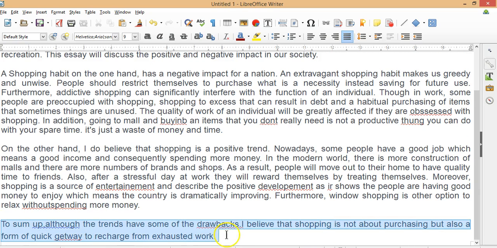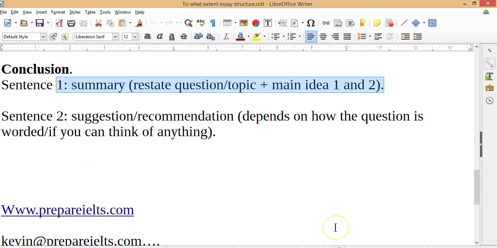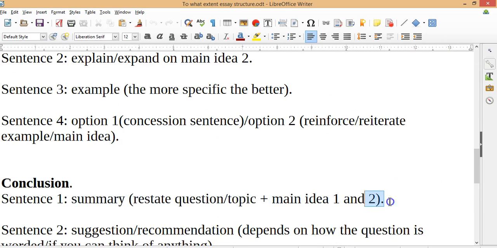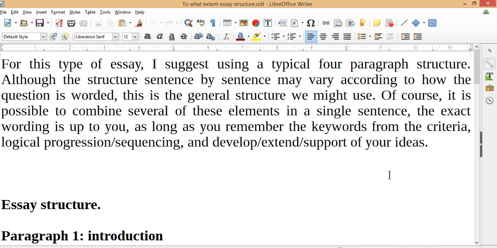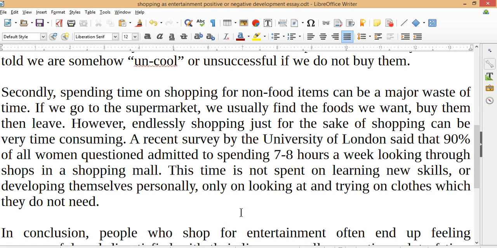And the conclusion, although the trends have some of the drawbacks, it's not about. So, you know, your conclusion really is supposed to restate the question, the kind of topic. Okay, so let's have another look at an example.